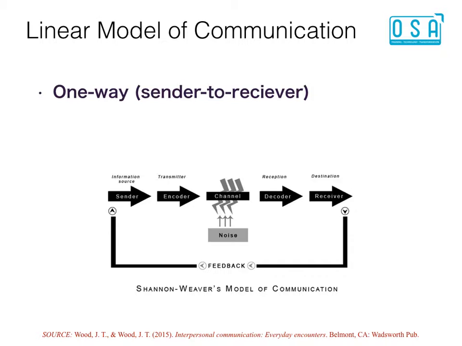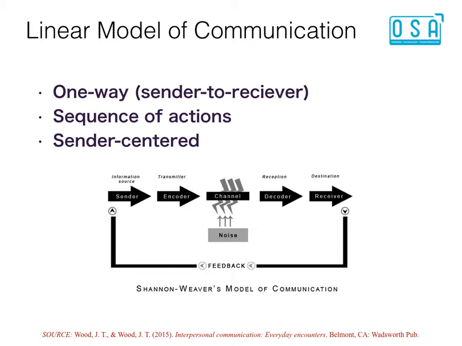Listeners nod, frown, smile, look bored or interested, and so forth, and they actively work to make sense of others' messages. Linear models also erred by representing communication as a sequence of actions, in which one step, like listening, follows an earlier step, like talking. In actual interaction, however, speaking and listening often occur simultaneously or they overlap. Finally, this model implies that the sender is the center of the communication process, which is not true.